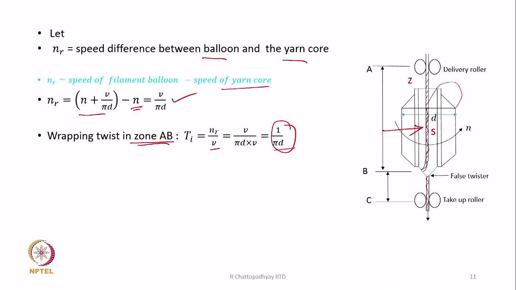So, there will be little twist, because the yarn is rotating in the same direction and the balloon is also rotating in the same direction. They are both rotating in the same direction, and the additional speed of the balloon is just 1 upon pi d. So, that will be the wrapping twist in the zone, 1 upon pi d, or you can say wrapping rotation in this case.